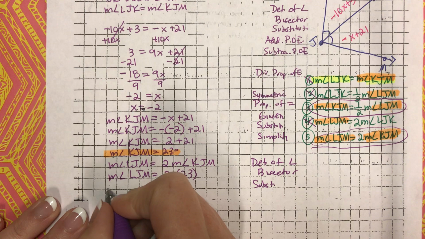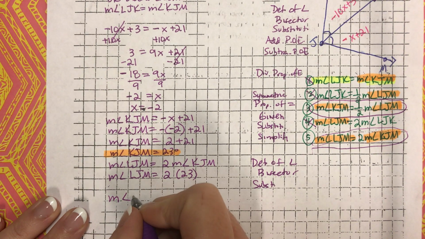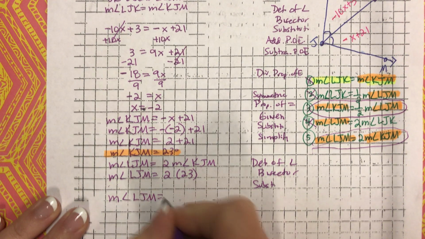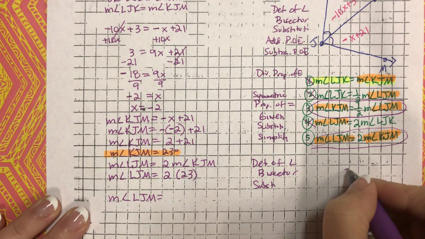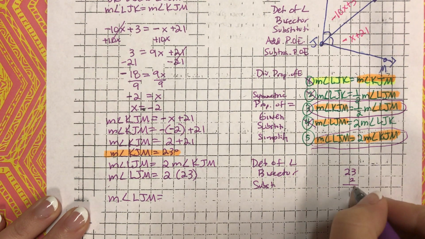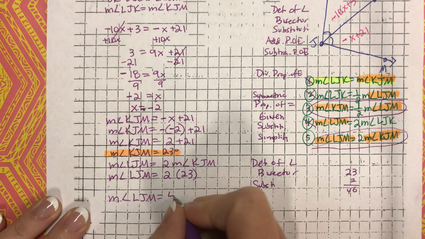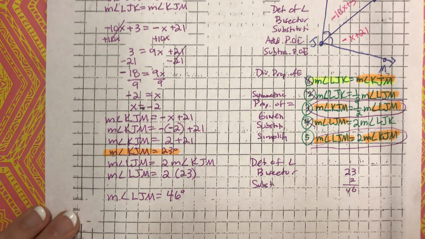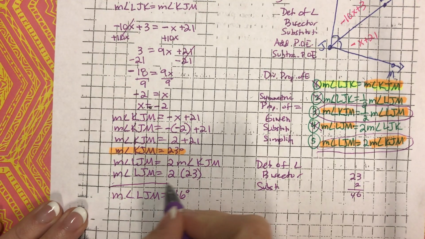Then we just do that math. So the measure of angle LJM is equal to 23 times 2. 23 times 2, 2 times 3 is 6, 2 times 2 is 4, 46. So 46 degrees. And that is our final answer.